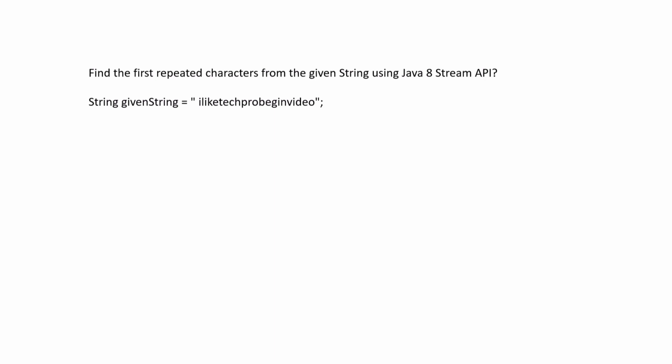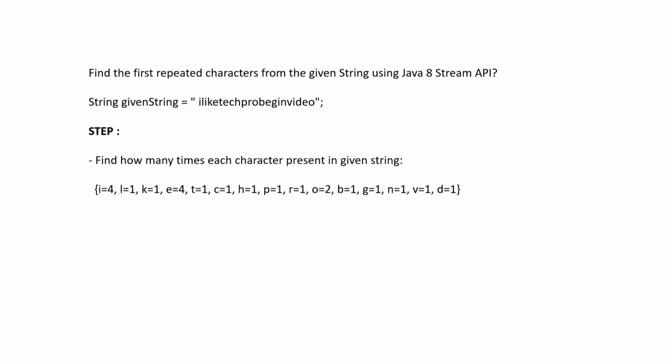We need to get the occurrence of each character like this, how many times each is present, and we need to maintain the insertion order also. And now here the first repeated character. First repeated character means in the next step we need to filter all the entries which are available more than one time. So here in the next step we need to filter those characters.